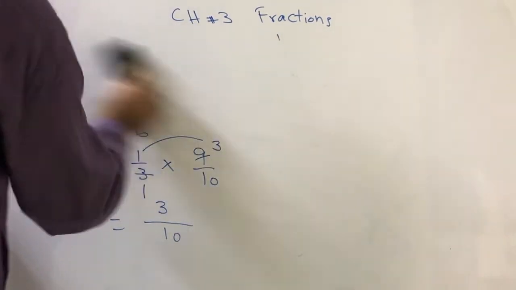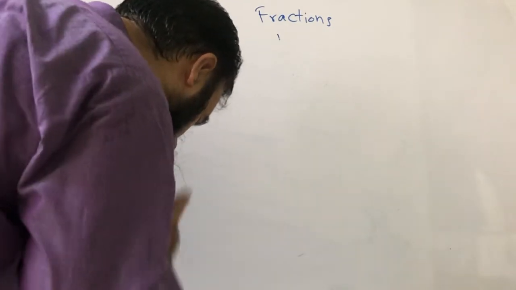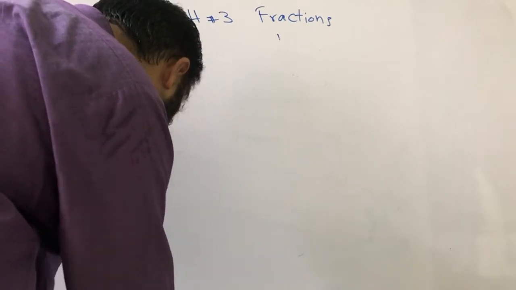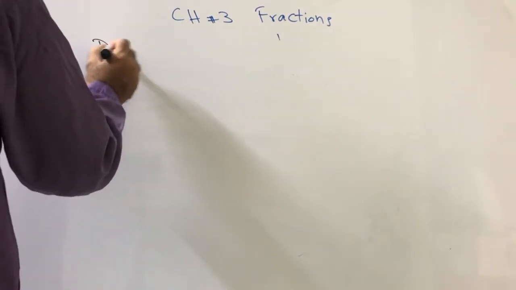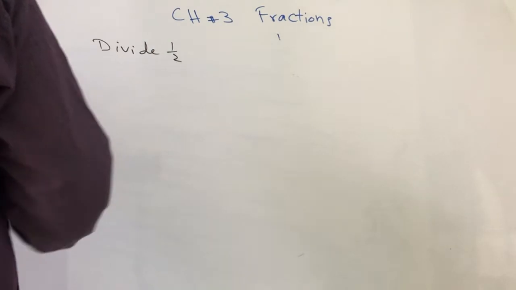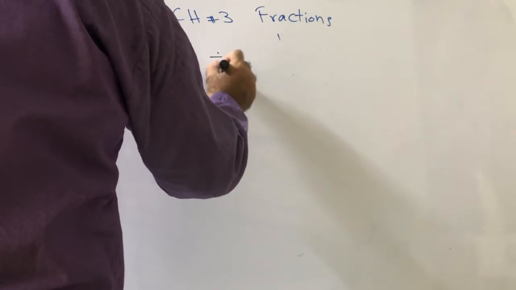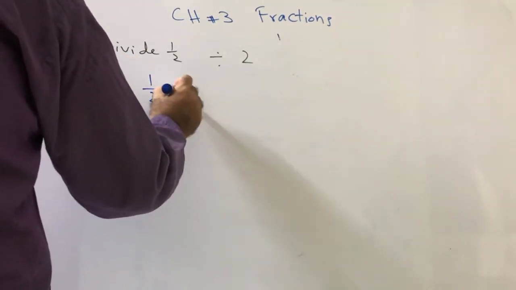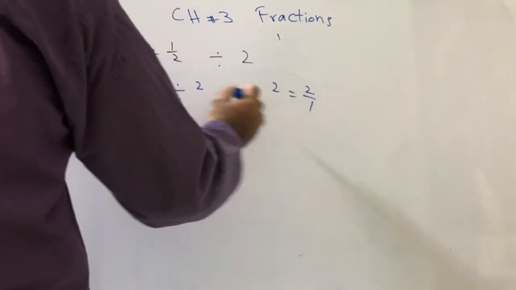So gradually we will be moving forward. We are on page number 34. So now we have the next one, page number 35. Divide 1 over 2 of a pizza equally between two girls. Okay, between two girls. So we need to divide 1 over 2 between two girls. So how we do is that 1 over 2 divided by 2. Okay, 2 means 2, we can say 2 over 1. This is the same thing.